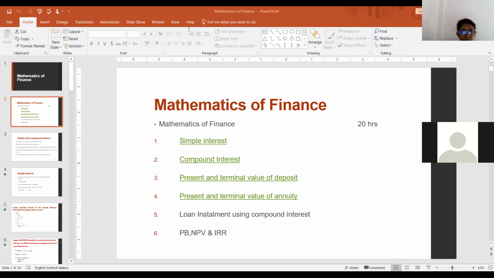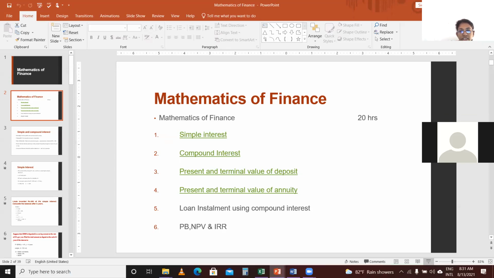So this is what we have done last week, right? Last week we had an introduction to financial mathematics, the mathematics of finance. There we learned what topics we are going to learn in the future. So we have covered the syllabus content.